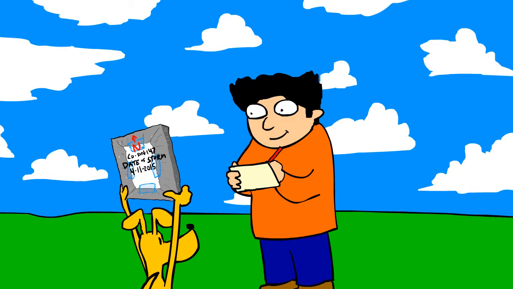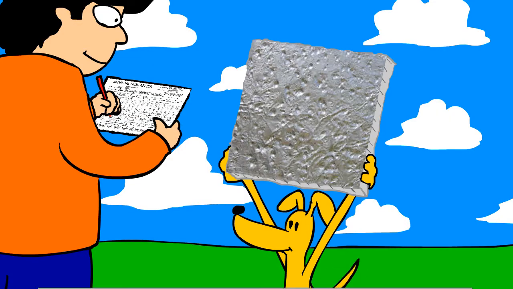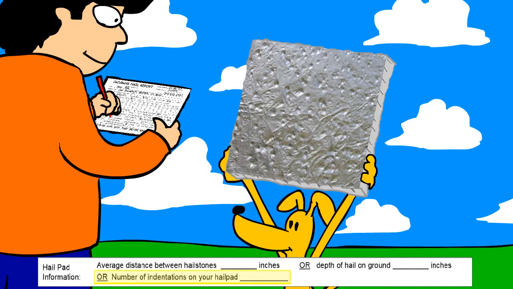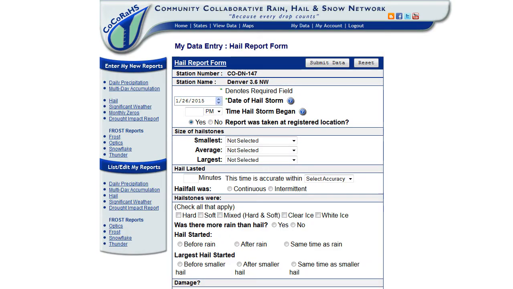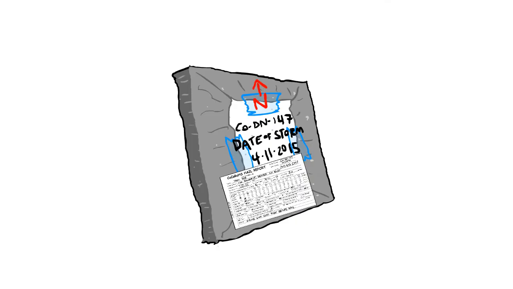After the hailstorm, when you are filling out your hail report card, you can try your hand at some data analysis by counting the number of indentations on your hail pad. This is optional, but it can be a fun exercise. Hail pad or not, it is most important that you submit an online report. If you do have one, please make sure to attach your hail report card to the back of the hail pad and send it in for analysis by an expert.